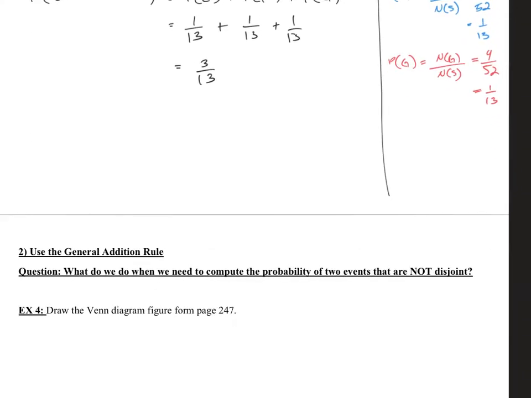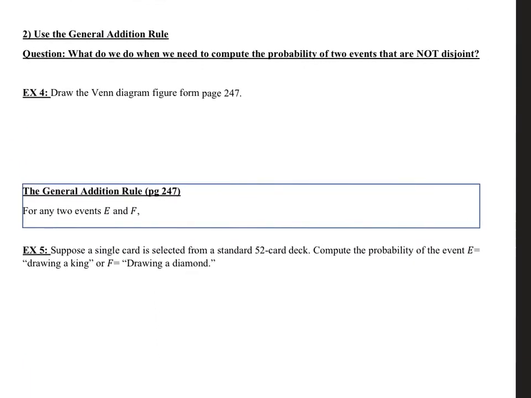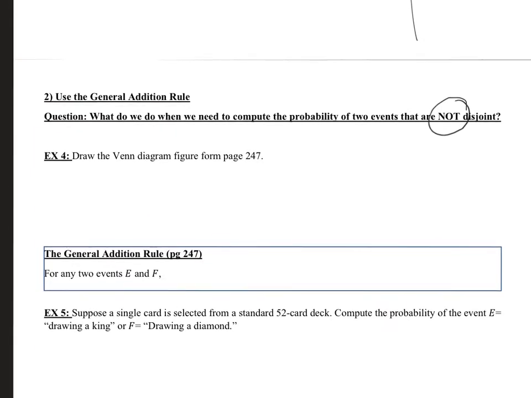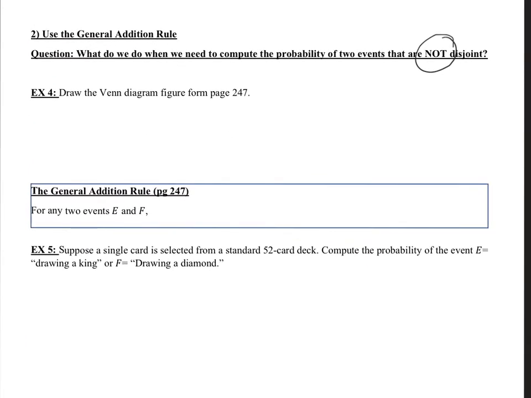You can do a fun party game with that. Alright. Use the general addition rule. So here's a question. What do we do when we need to compute the probability of two events that are not disjoint? Before, we knew they were all disjoint. We just add up all their probabilities and have fun with that.